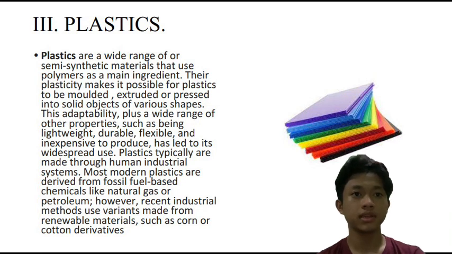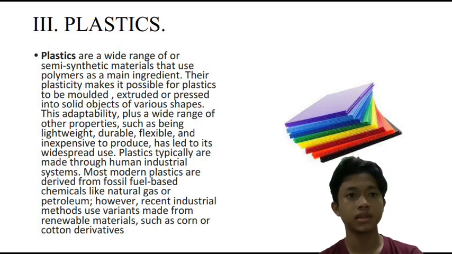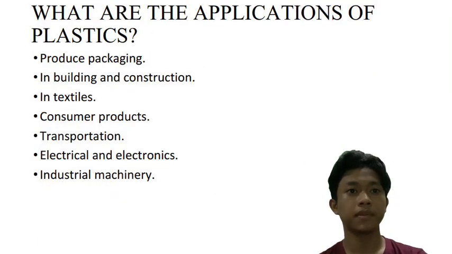The third is plastic. Plastics are a wide range of synthetic or semi-synthetic materials that use polymer as a main ingredient. Their plasticity makes it possible for plastic to be molded, extruded, or pressed into solid objects of various shapes. The application of plastic, it can be used to produce packaging, in building and construction, in textiles, consumer products, and so on.